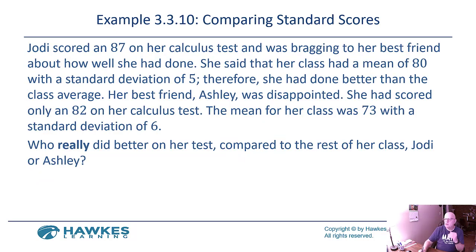Now, here's one talking about Jody, and she scored an 87 on her calculus test, and her friend Ashley scored an 82 on her calculus test, but they were in different sections. How do you actually compare them because they're in different sections? Well, you can compare them by using z-scores.